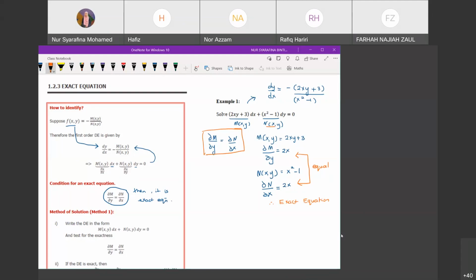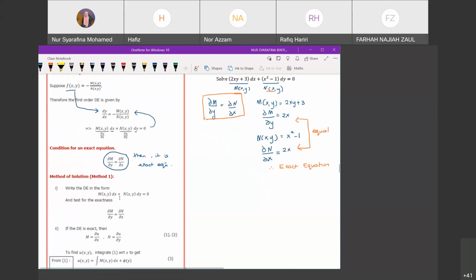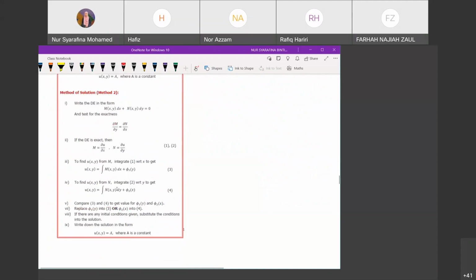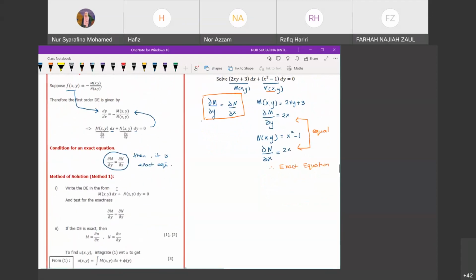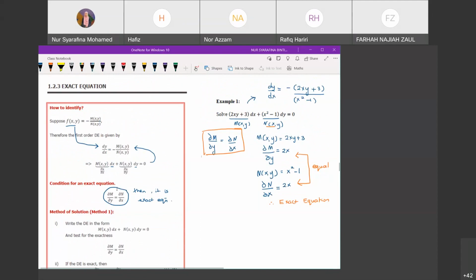So now once you can prove that this differential equation is an exact equation, how can we find the solution? Okay, so looking at the notes here, there are two methods of finding the solution of the exact equation, method 1 and method 2. Okay, let's go one by one here. So for method 1, first, what you need to identify here is, write the differential equation in the form of M dx plus N dy.